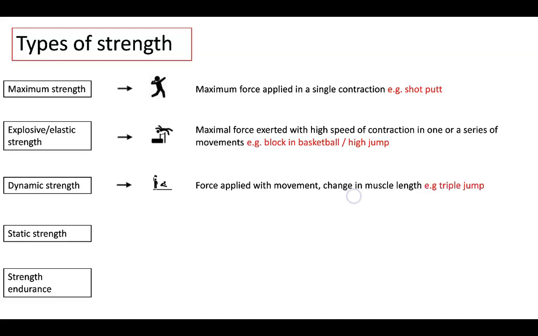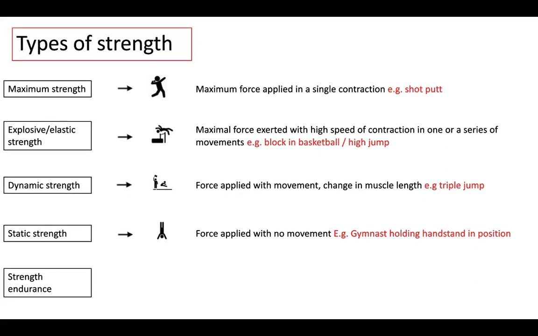Dynamic strength is the force applied with movement, change in muscle length. So triple jump, for example. So force applied with movement. Therefore, static strength is going to be force applied with no movement, e.g. a gymnast holding a handstand in position. Also the crucifix in gymnastics as well. That's a very good example. Those two are both good examples of static strength.